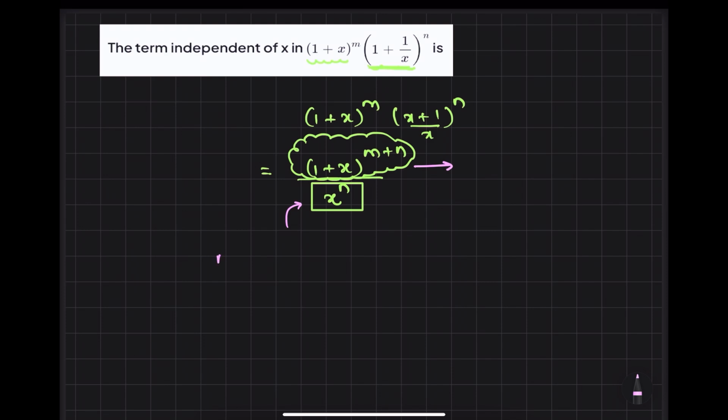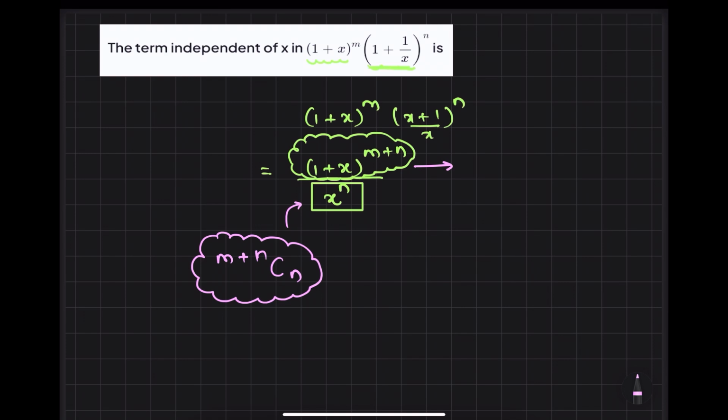So to whom will we ask to come? We will ask m plus n C n to come outside. Then only you will have x power n, and in the denominator x power n is also waiting outside. So these two things will get neutralized and we will be left with m plus n C n. Okay, so this is the term independent of x.